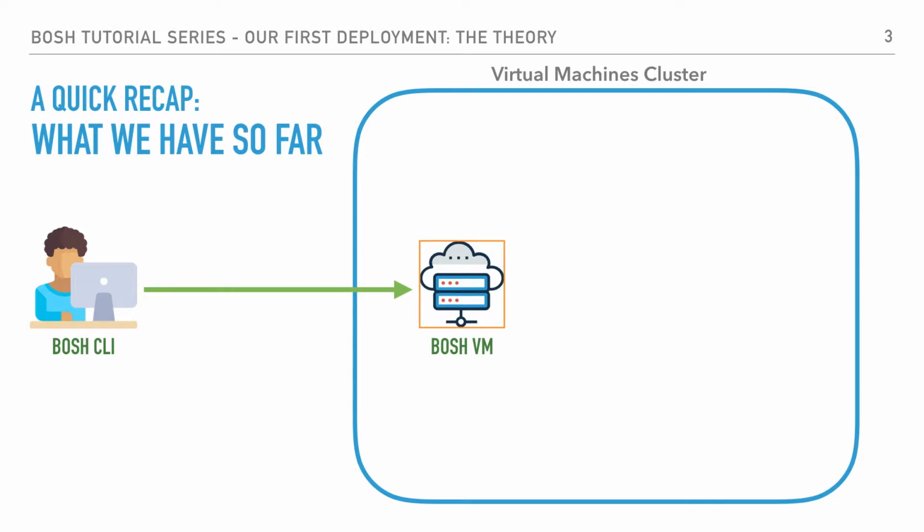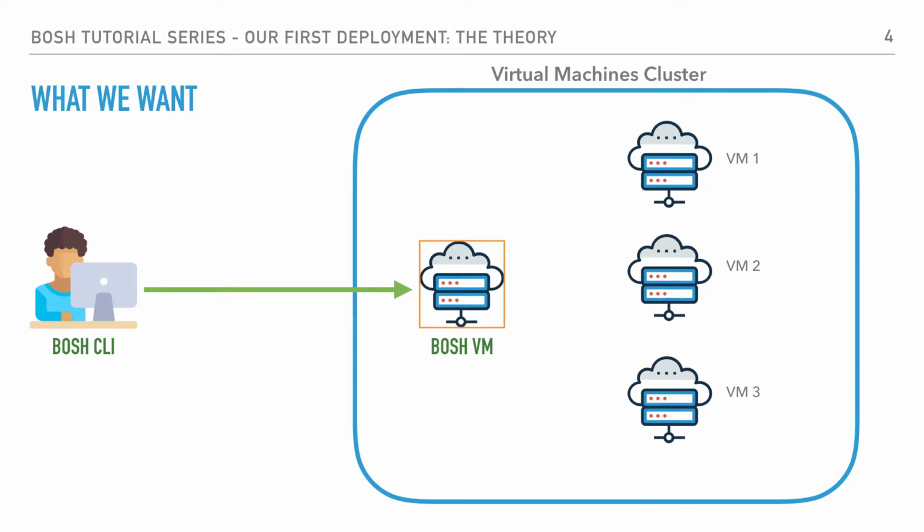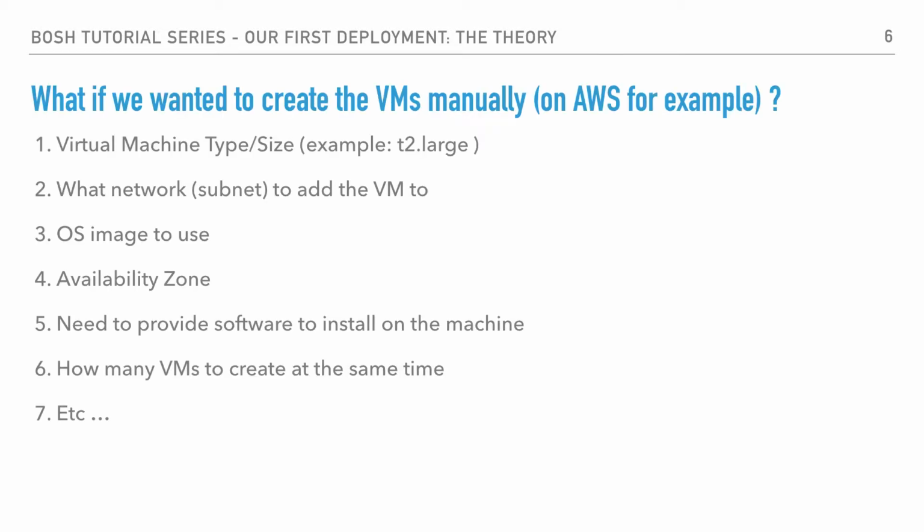And what we want to have desired at the end of this video, let's say we want to have 3 VMs that BOSH creates for us somehow. So this is the desired state. We want to have 3 VMs and we want BOSH to create them for us. How can we do that? Let's take an example to make it simple. Let's say we want to create those VMs on AWS, and we installed BOSH on Amazon AWS.